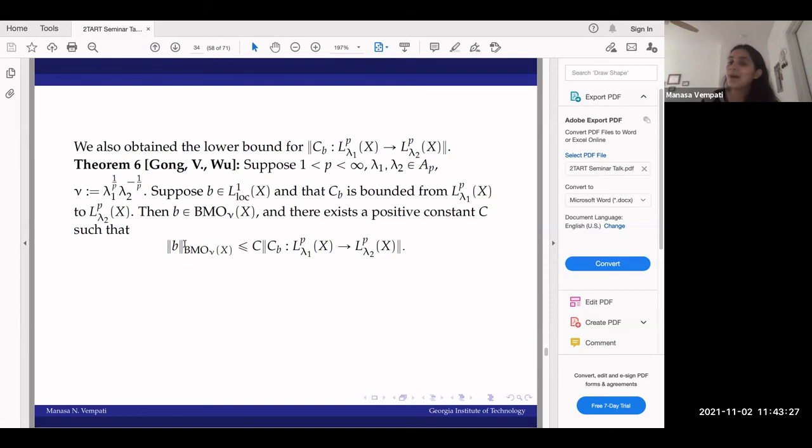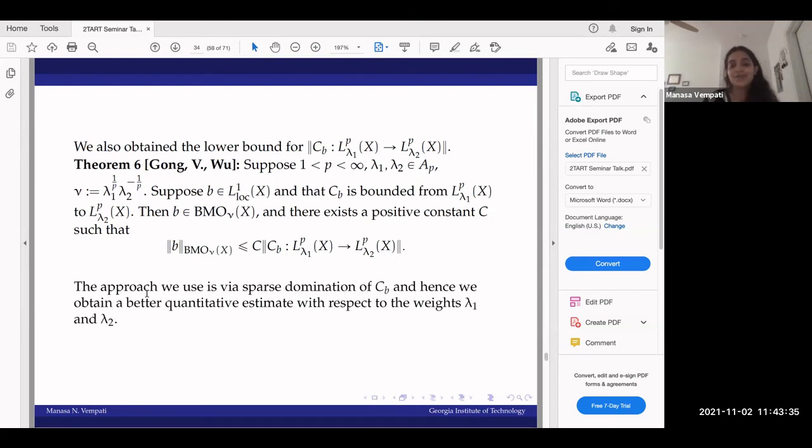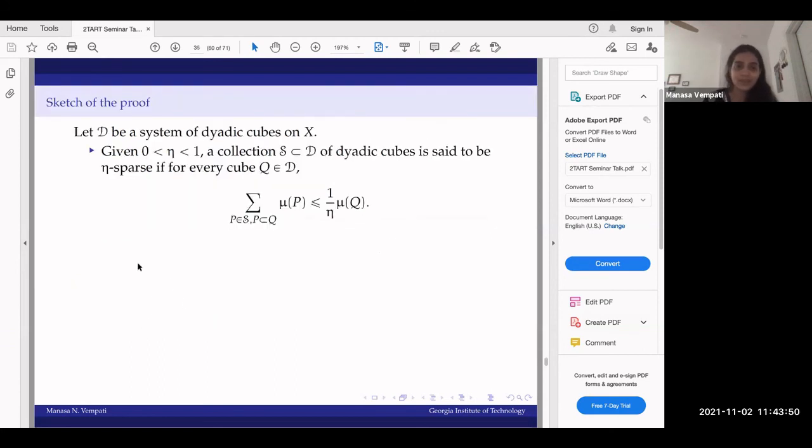And we obtain a bound for the BMO norm, the weighted BMO norm of B in terms of the operator norm of CB. The strategy that we use to prove Theorem 5 and Theorem 4 is via sparse domination for the maximal commutator. Hence, the estimate that we obtained is better than what has already been proved. So a little bit about the strategy for the proof here.